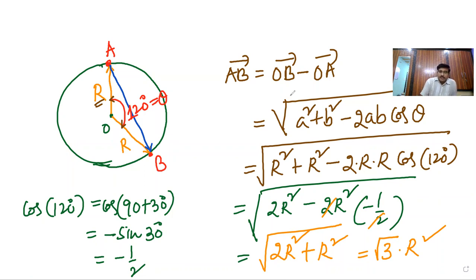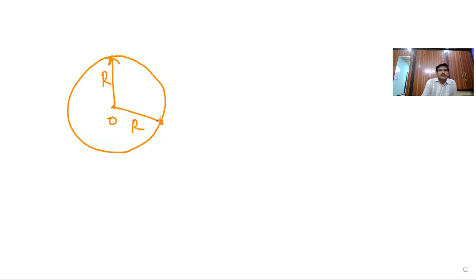Now, instead of finding out by using this formula every time, I generalize the formula. Observe, if this is a circle, and this is radius R, clear? If this is a position vector, OA is initial position vector, OB is final position vector.